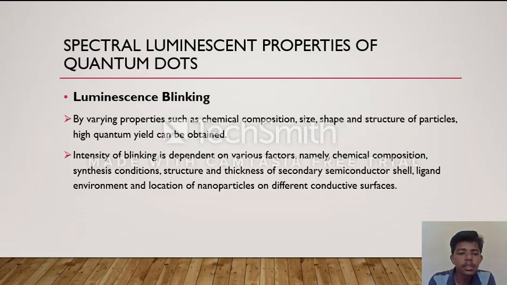Now, spectral luminescent properties of quantum dots: luminescence blinking. By varying properties such as chemical composition, size, shape, and structure of particles, high quantum yield can be obtained. Luminescence blinking is a process where any individual nanoparticle can transit from the radioactive, which is the on state, to non-radioactive, which is the off state, reversibly and spontaneously. The time duration for which it resides in one state ranges from a few milliseconds to a few minutes.